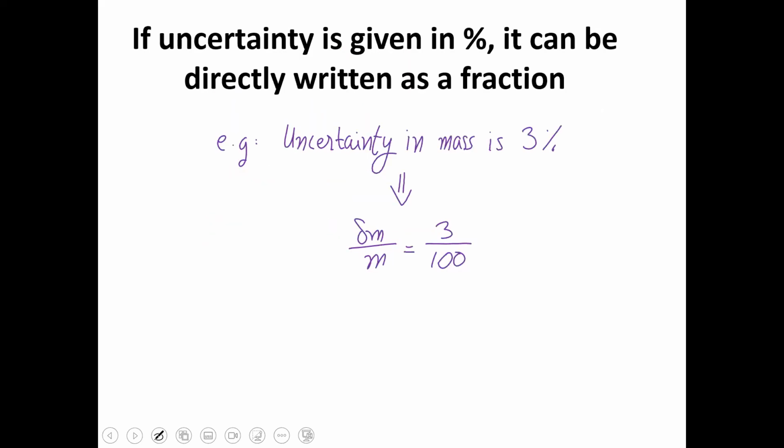If uncertainty is given in percentage, for example, mass is having an uncertainty of 3%, then actually percentage means that you remove the percentage sign and divide it by 100. So you have to copy this.